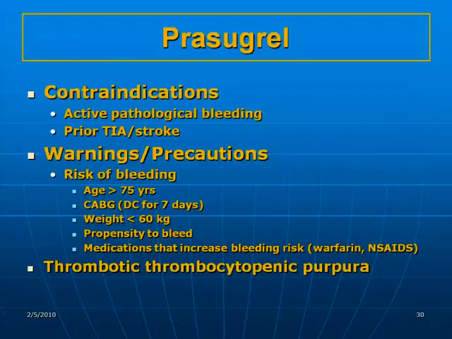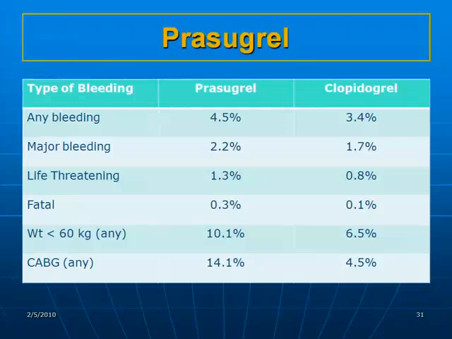And in the label, it does say thrombotic thrombocytopenic purpura. Again, this could happen with any thienopyridine. I'm not aware of any cases that have been reported with prasugrel.